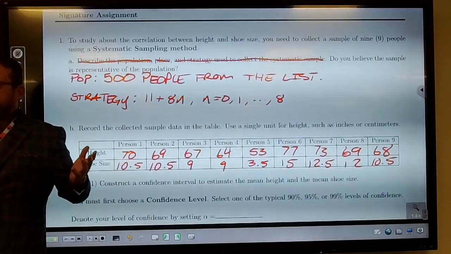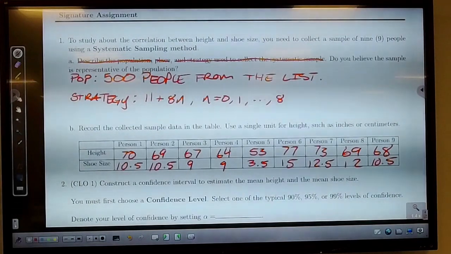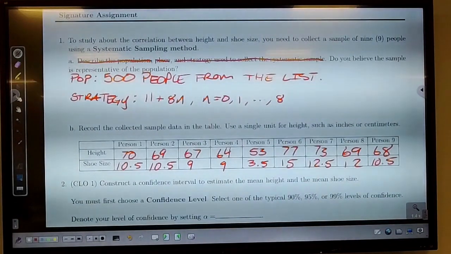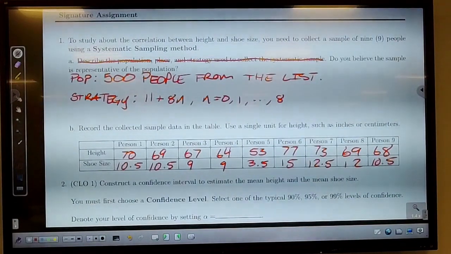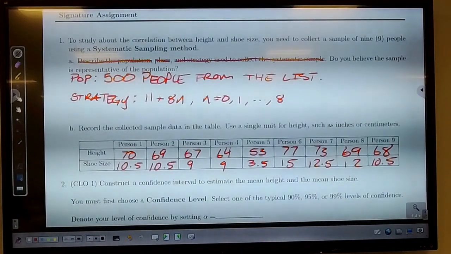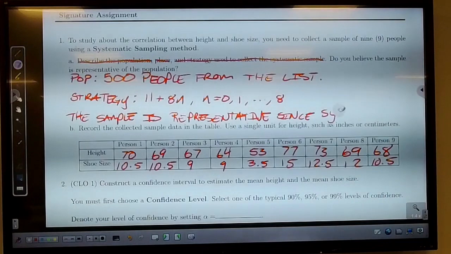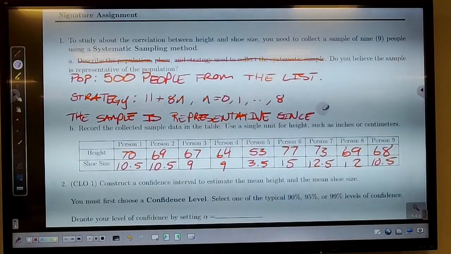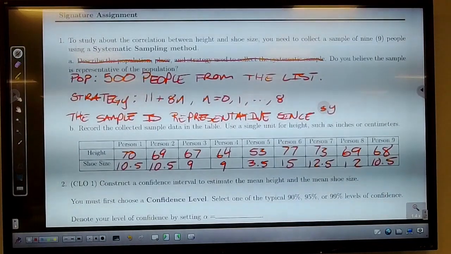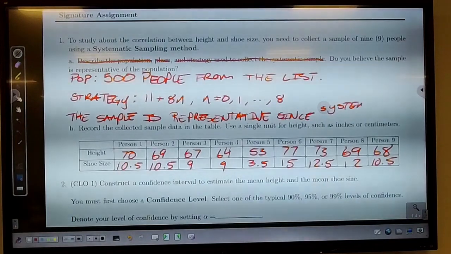Okay, if you need to say something, we'll just say yes, that it's representative because it was a systematic sample. It is representative since systematic sampling was used.